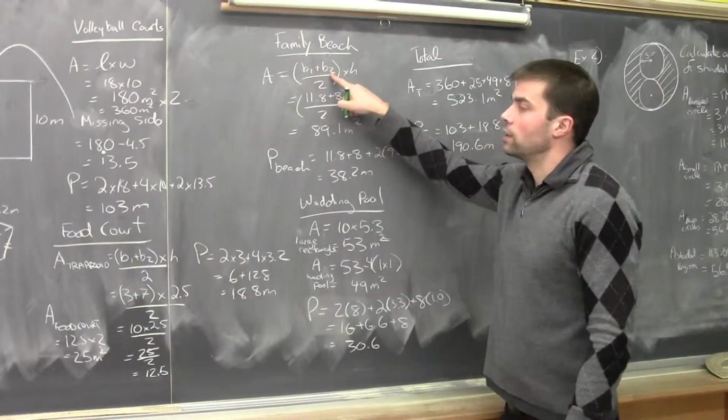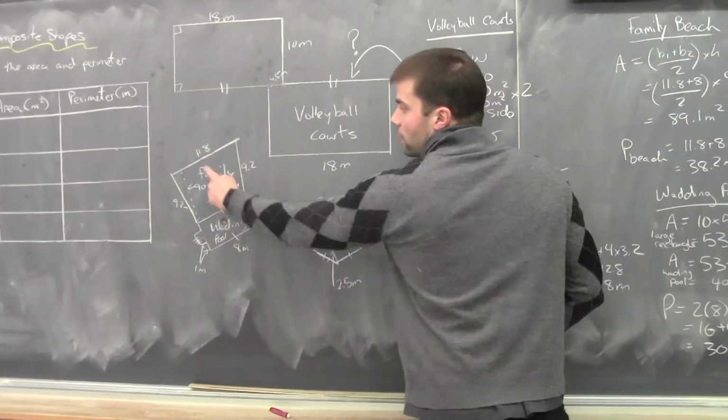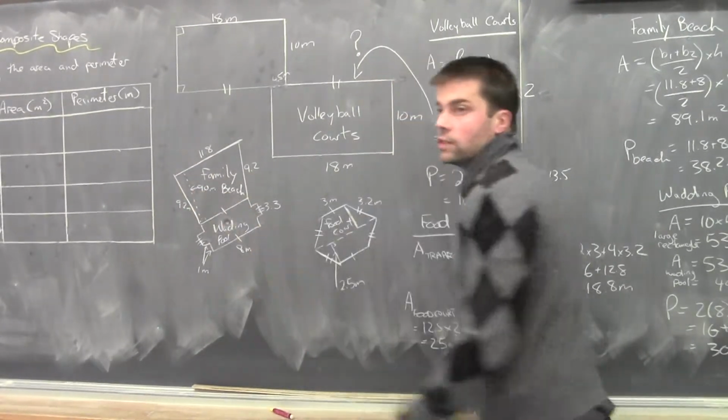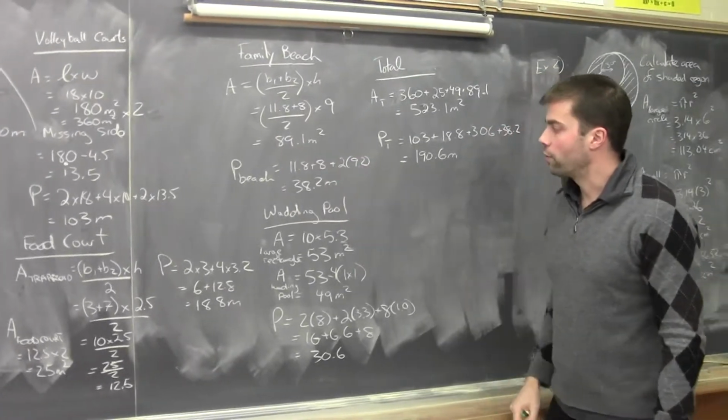Okay, one base plus the other divided by 2 times height. So we would consider this one side 8, this the other 11.8, and then divide it by 2 times this height, which again is given as 9. Okay, so all the information is given. We figure out our area is 89.1.